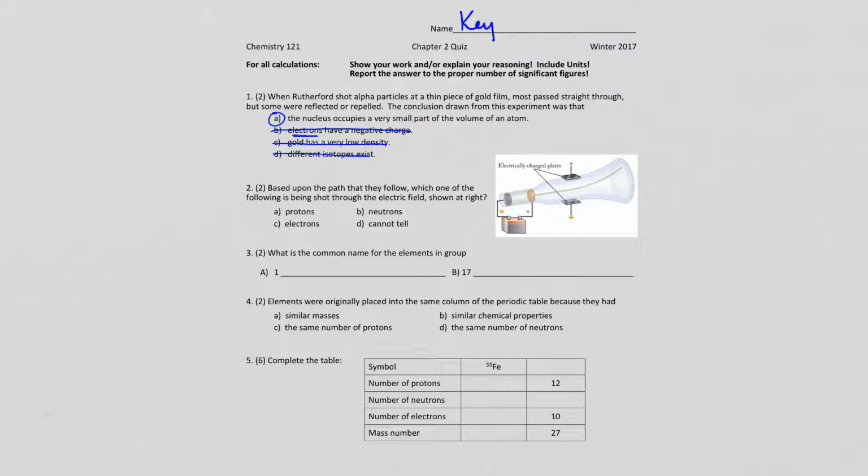Based on the path that they follow, which one of the following is being shot through the electric field shown at the right? Now we're seeing that it's bowing up towards the positive charge, right? If it's attracted to positive, it's going to be negative. And our negatively charged particle is an electron.